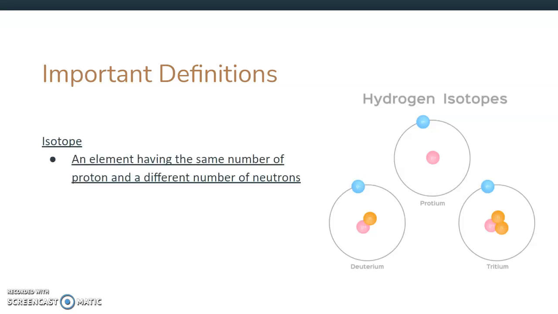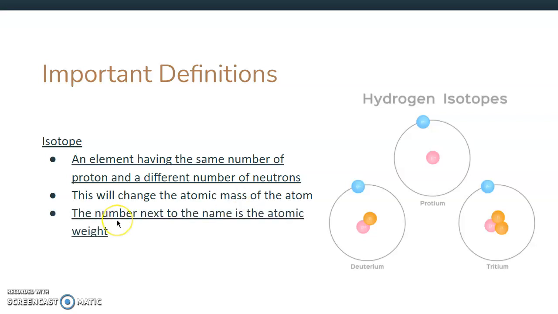An isotope is an element having the same number of protons and a different number of neutrons. What that means is this will change the atomic mass of the atom. If we have more neutrons than normal, our weight will be more. Sometimes we will lose neutrons, so it'll be less than normal, but that's okay. When we write our isotopes, the number next to the name is going to be its atomic weight.